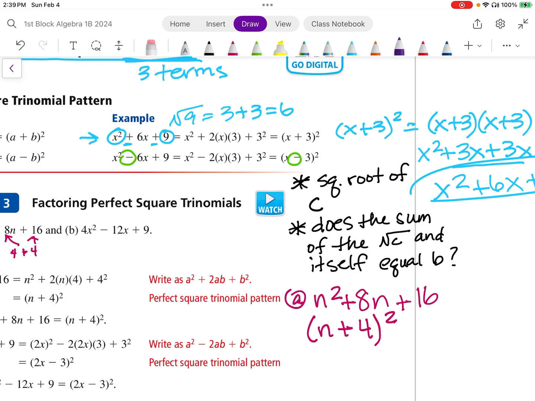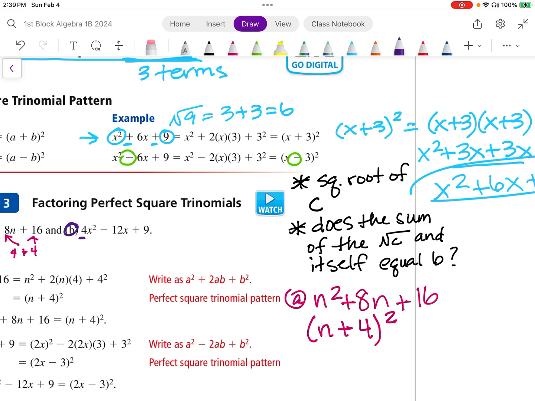All right, well, let's look at b. b is 4x squared minus 12x plus 9. Now, you may notice we have something we haven't looked at before. We have a coefficient in front of our x squared term. A is not 1 anymore. So that's going to change what we're looking for a tiny bit.